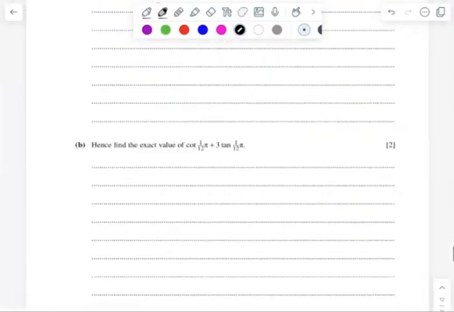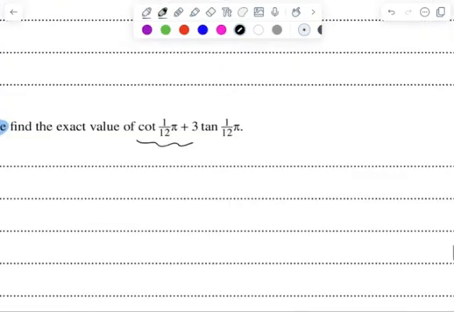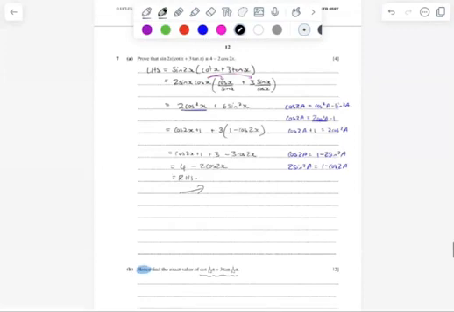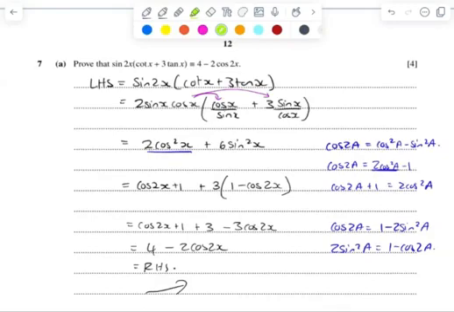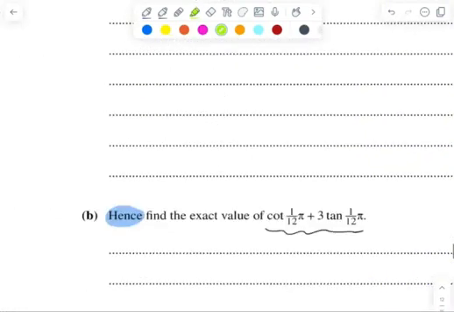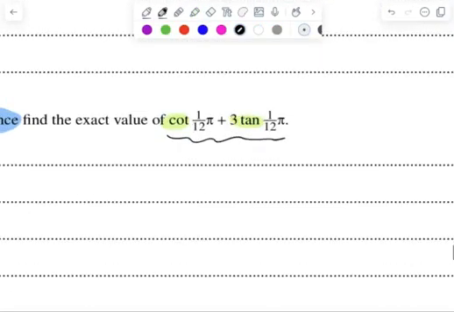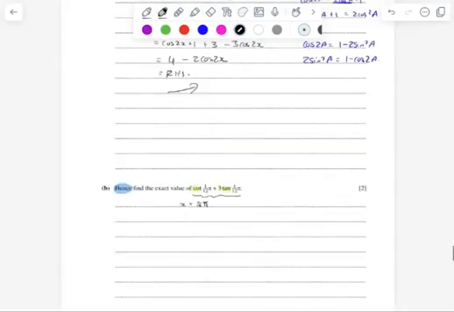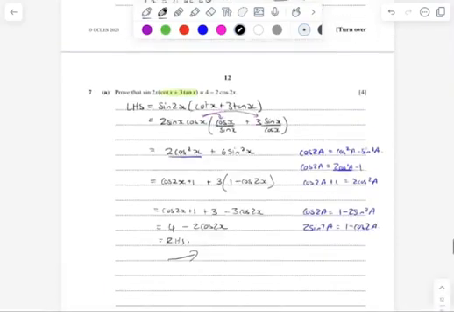Okay, hence, find the exact value of this. Okay, so we just need to see what is going on here. So that can be related to, if I look up here, I've got a cot x and a 3 tan x. So here I've got a cot and a 3 tan. So I can see that my x is equivalent to 1 over 12 pi. Okay, so if I can find the value of that, my x is related to 1 over 12 pi.